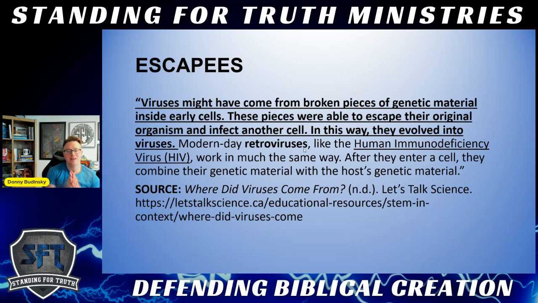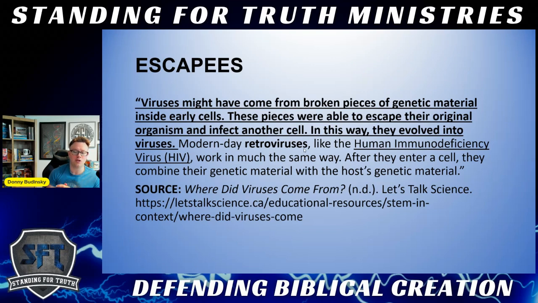Okay, folks? Viruses might have come from broken pieces of genetic material inside early cells. They want to throw in early or primitive cells. Okay, just think cells. Cells that God designed. Okay, a single cell is more complex than the space shuttle. We have 100 trillion cells, 50, 60 trillion cells, whatever the number they're throwing out these days. Every single one of them incredibly complex.